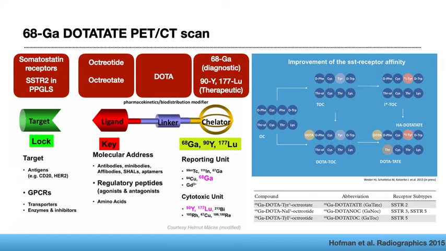Back to the key and the lock. After the ligand binds to the receptor, the ligand-receptor complex becomes internalized and retained inside the chromaffin cells. And this has different diagnostic and therapeutic implications.